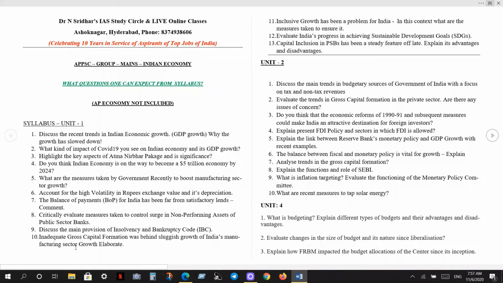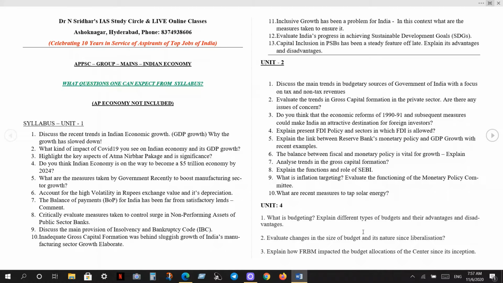Inadequate gross capital formation was behind the sluggish growth of the Indian manufacturing sector. Last 3 years, you see, if you can do 5 years also, but from the examination point of view, in a 10 marker question, you can actually see the 3-year data. Then inclusive growth has been a problem.